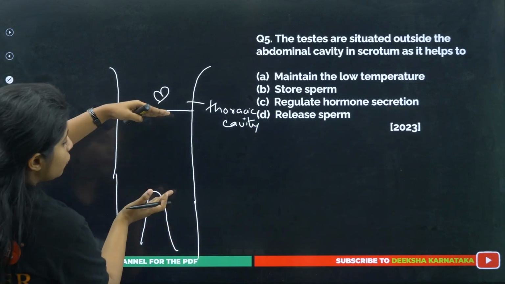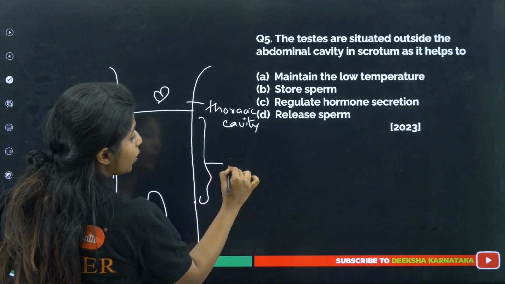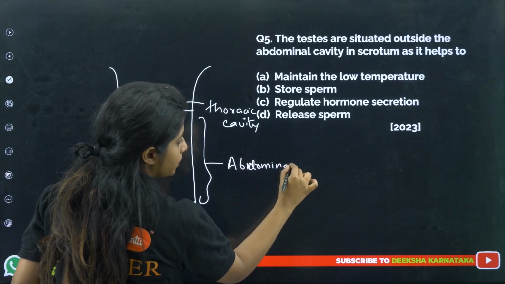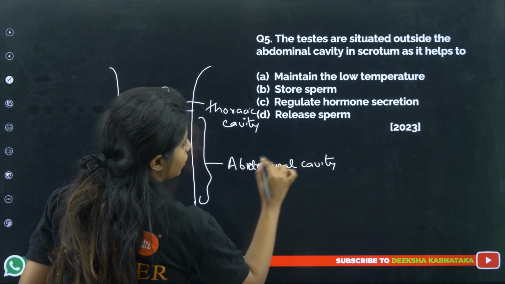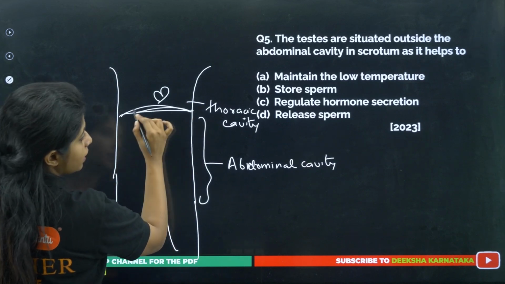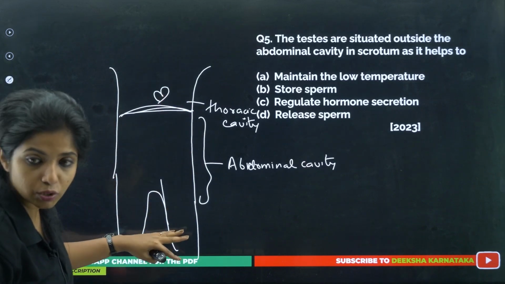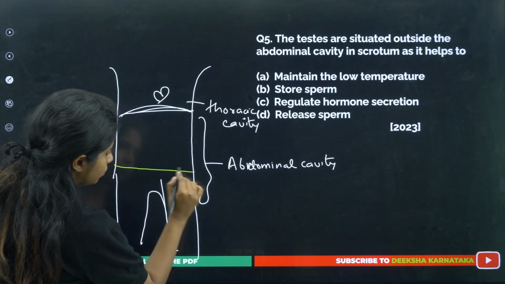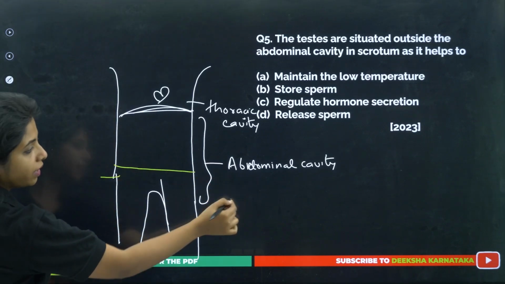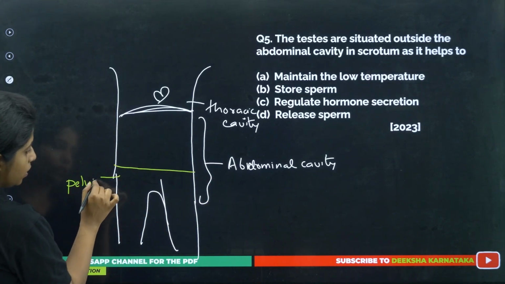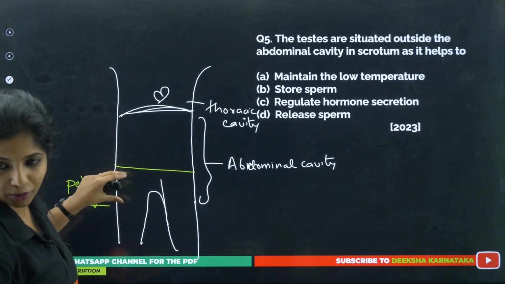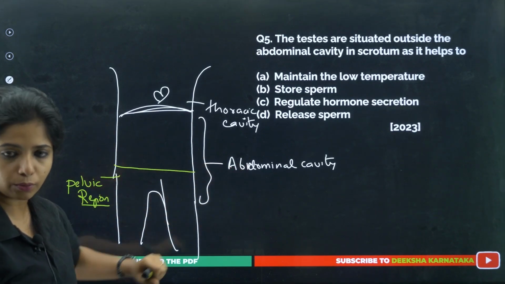Just below it, the region from here to here, you call it abdominal cavity, where you have your stomach and everything. The place where the diaphragm ends, that's where the thoracic cavity ends, and that's where the abdominal cavity starts. Now, this region is usually subdivided into the pelvic region. So you can say this is the abdominopelvic region. It comes under abdominal cavity only.